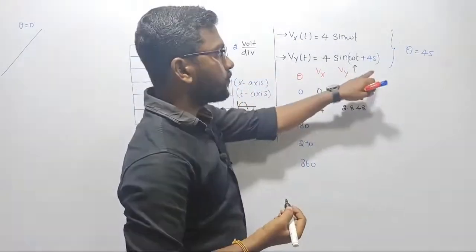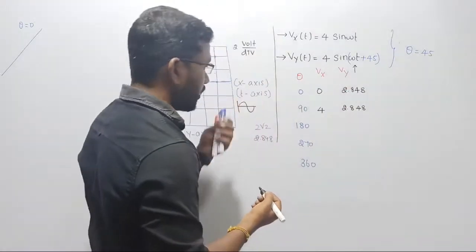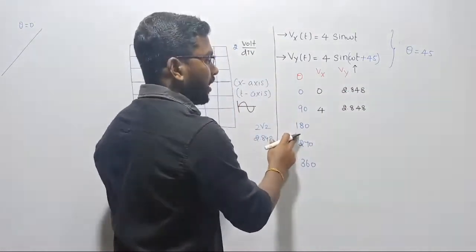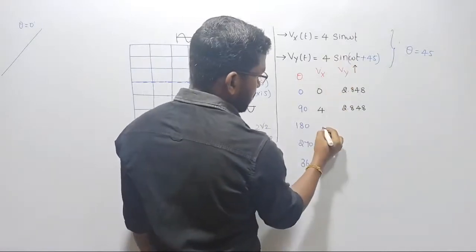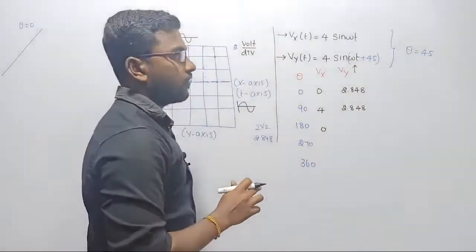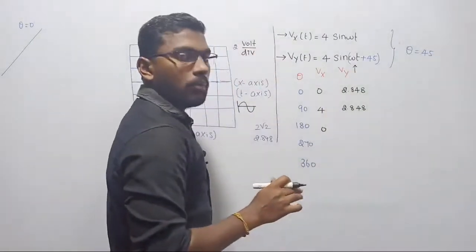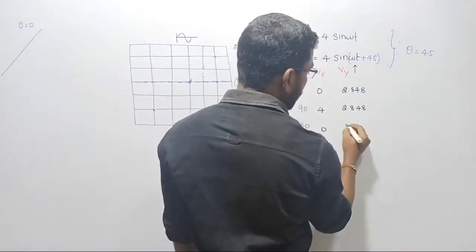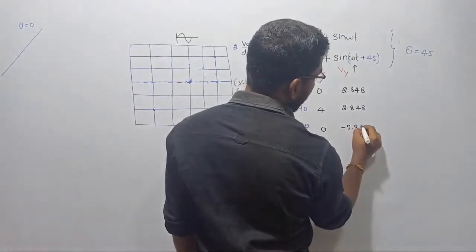Because 90 plus 45 will become what? Automatically 135 only, right? And then 180. Sin 180 is 0. What about here? 180 plus 45 becomes what? 225. What is the value of sin 225? Minus 4 by root 2, or minus 2.848.